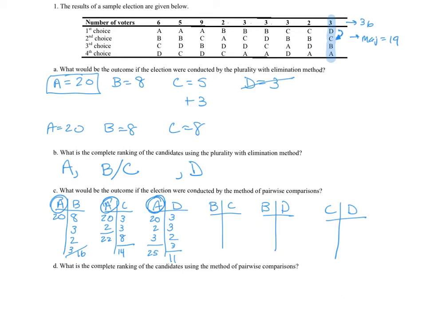Okay, B versus C. So these 6 have B ranked higher than C. So I'm going to give 6 to B. These 5 have B ranked higher than C. B is in second, C is in last, so B is ranked higher, so we give those 5 votes to B. Okay, these 9 voters, they have C ranked above B. C is higher. So we're going to give those 9 votes to C.